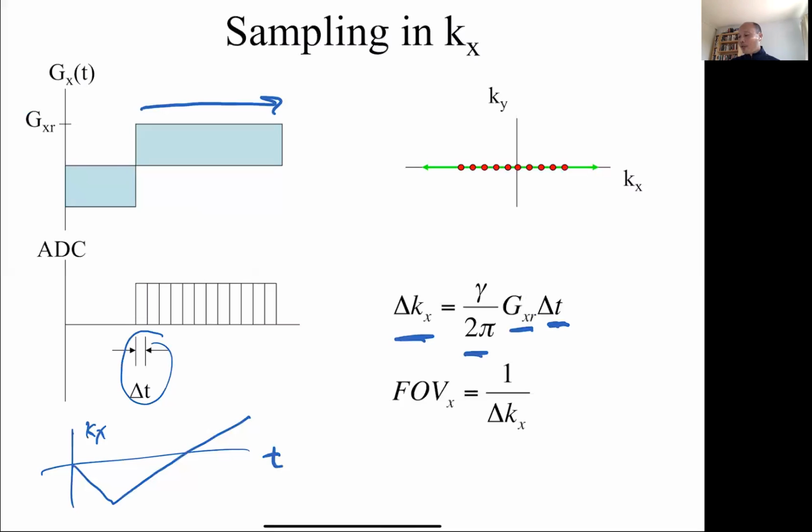Typically the design equation will be as such. You're going to be given FOV of x. You're going to figure out what the delta kx should be. And from that, based on the pulse sequence, you're going to figure out some other design parameters. If you're given delta t, you might figure out gxr. Or if you're given gxr, you might figure out the delta t. But the key always comes down to starting off with what delta kx is, figuring out how delta kx is expressed, and then figuring out what you should set that equal to.